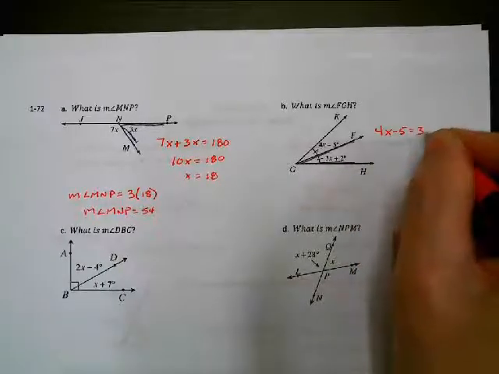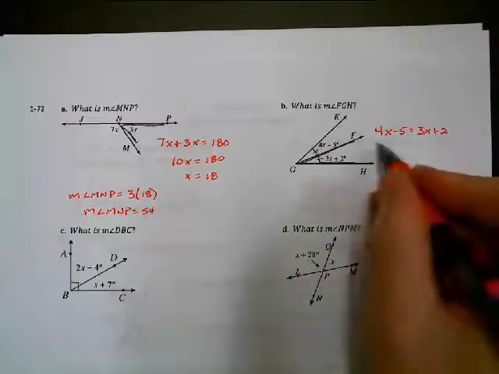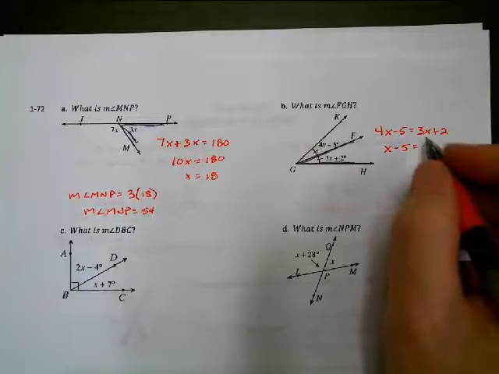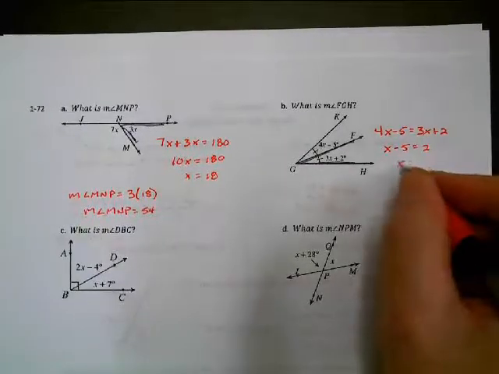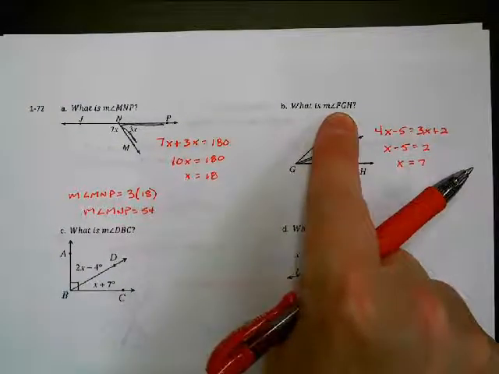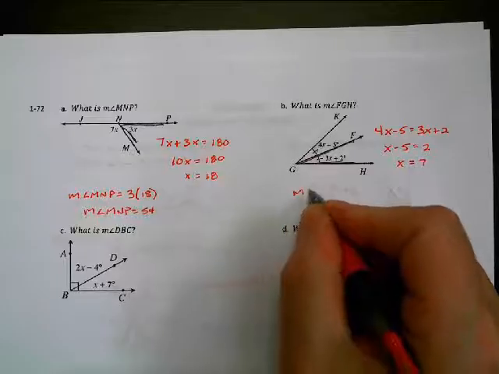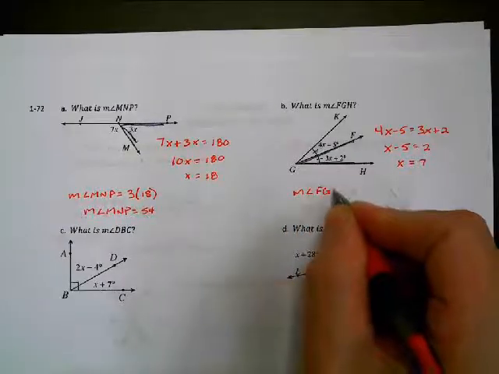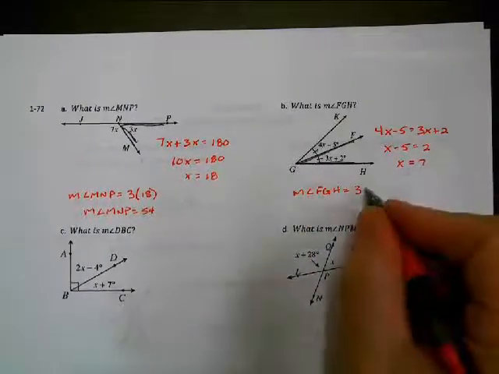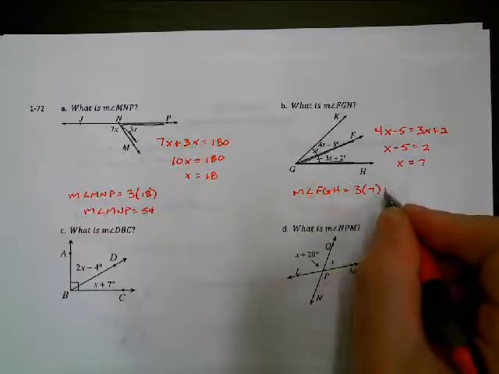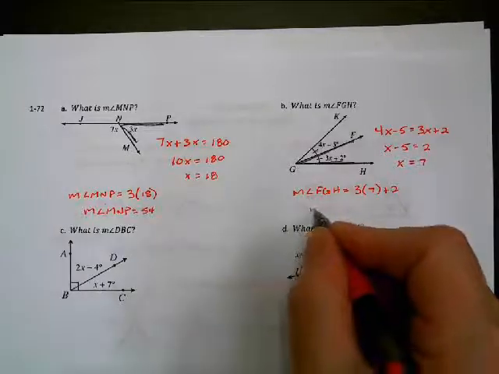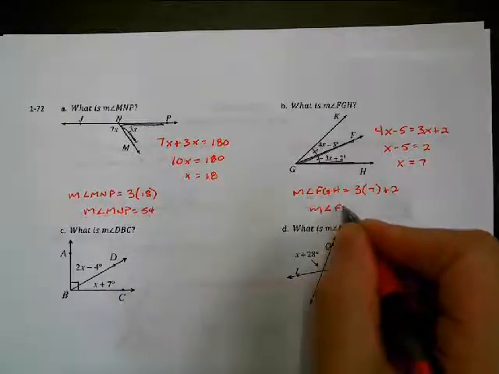So I'll subtract 3x from both sides and get x minus 5 equals 2. I'll add 5 to both sides and get x is equal to 7. I'm not quite there yet. I'm looking for the measurement of FGH. So the measurement of angle FGH is 3x plus 2. I just found out that x was 7, so this is 3 times 7 plus 2. So this is 21 plus 2. 21 plus 2 is 23. So the measurement of angle FGH is 23 degrees.